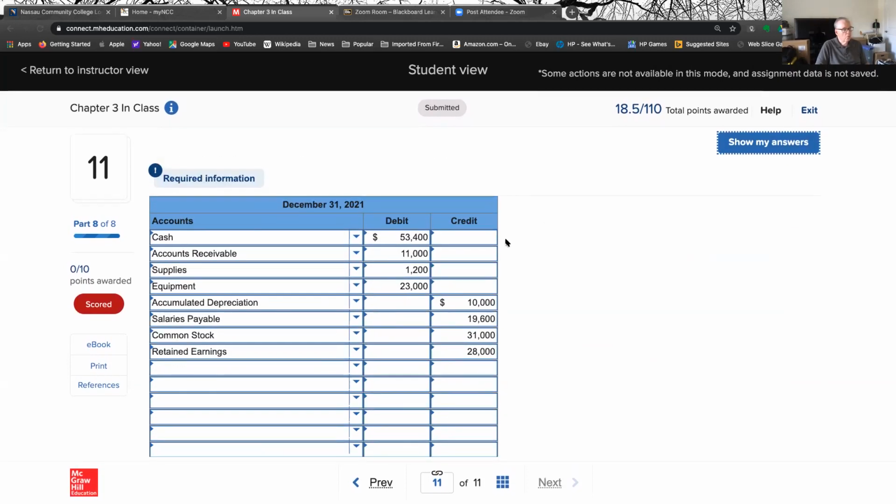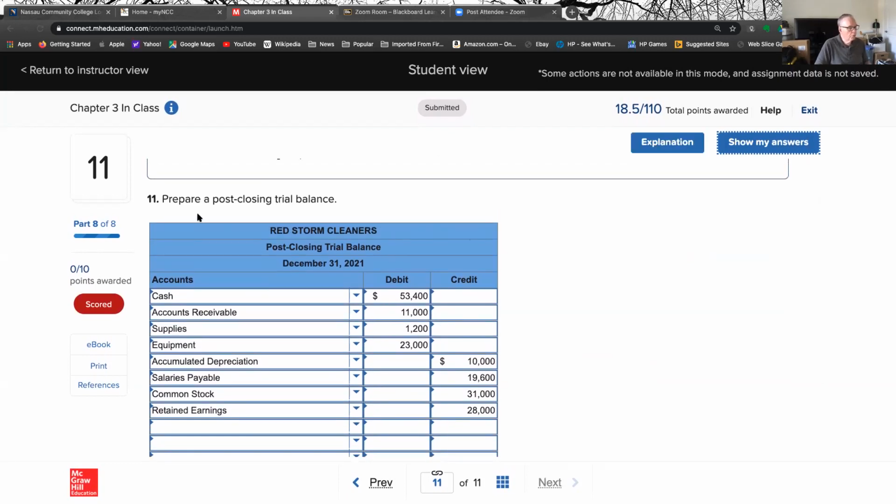All right, so what goes on this, what's called post-closing trial balance? The word post means after. What comes after post-closing trial balance? Just the assets, liabilities, and stockholders' equity, right? Because the revenues, the expenses, the dividends are closed. So all that's left is assets, liabilities, stockholders' equity, and notice retained earnings is now the right number, the 28,000.